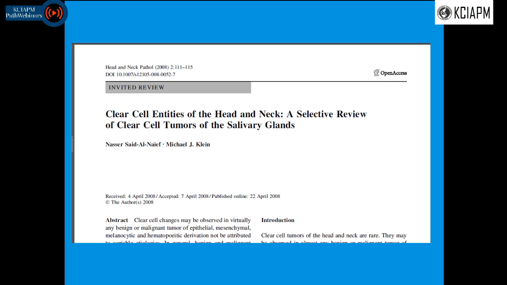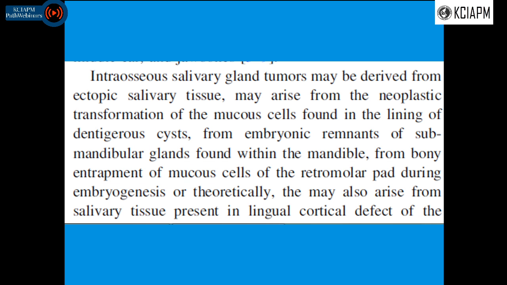So in referring to this article, Clear Cell Entities of the Head and Neck, a select review by Naif, there is a paragraph which talks about how one could get intraosseous salivary gland tumors and that they could derive from ectopic salivary tissue, may arise from the neoplastic transformation of the mucous cells found in the lining of the small dentigerous cyst or from embryonic remnants within the mandible.